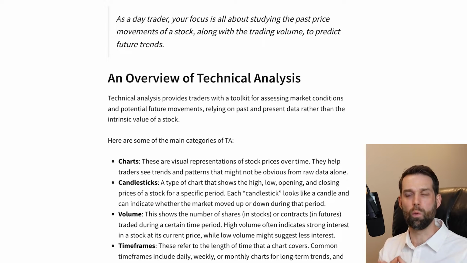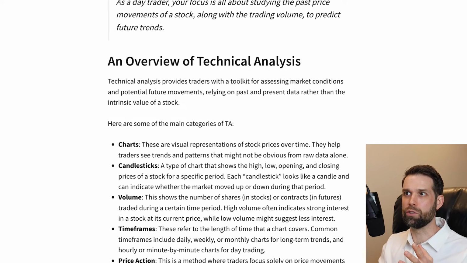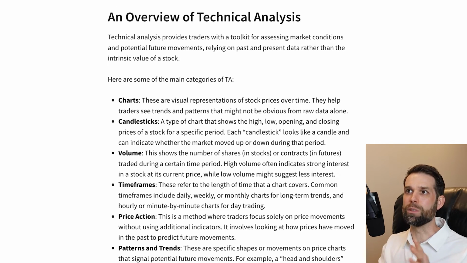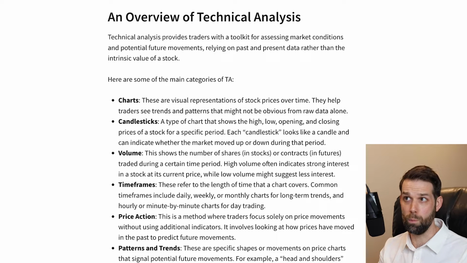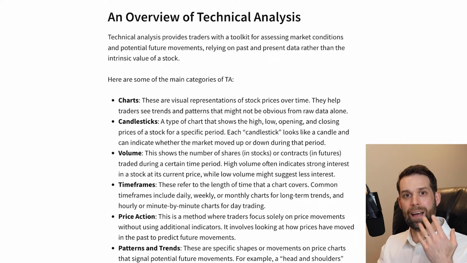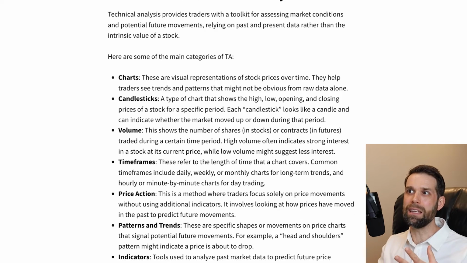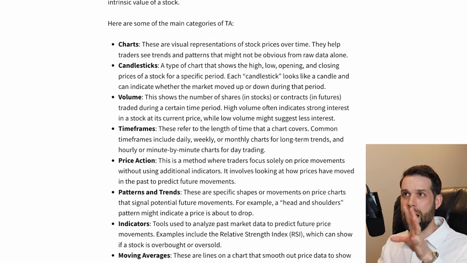So that's sort of what technical analysis is. If we just have an overview statement here, technical analysis provides traders with a toolkit for assessing market conditions and potential future movements, relying on past and present data rather than the intrinsic value of the stock. So when you do technical analysis, there are various ways, tools and approaches that you can use, but you're mainly going to use these main categories.